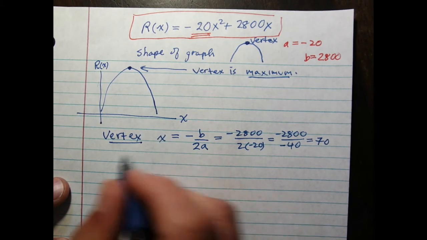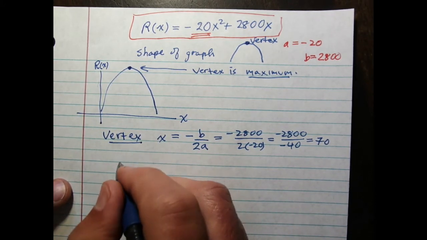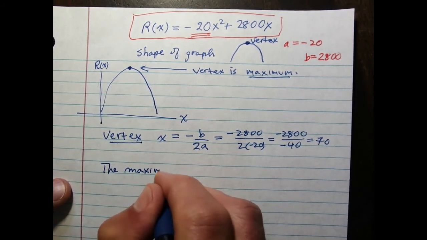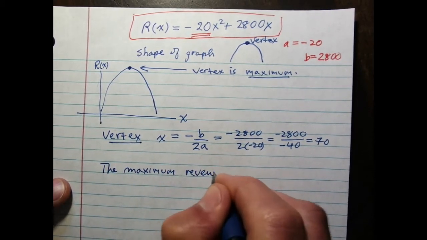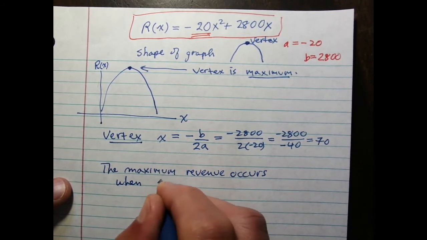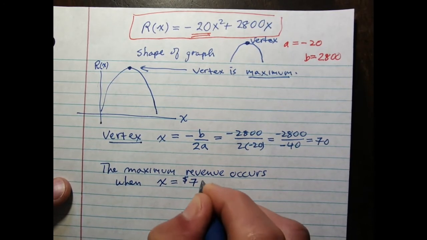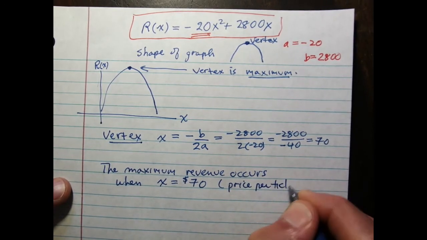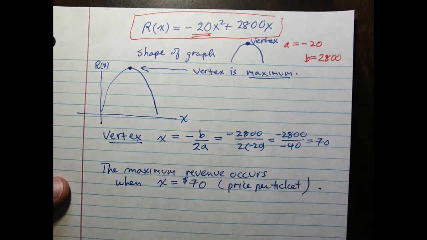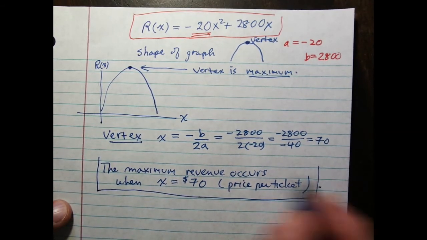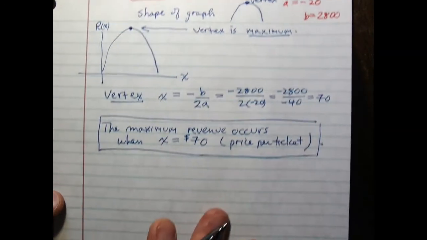So the maximum revenue occurs when x is equal to $70. That's the price per ticket. And I think, let's see, we were asked what ticket price will bring in the maximum revenue. That's one part of the answer to this problem.